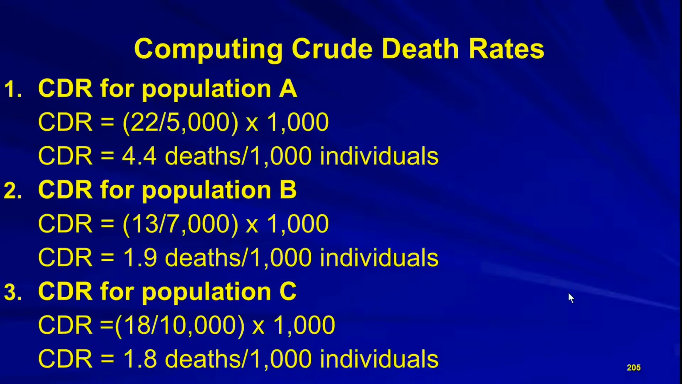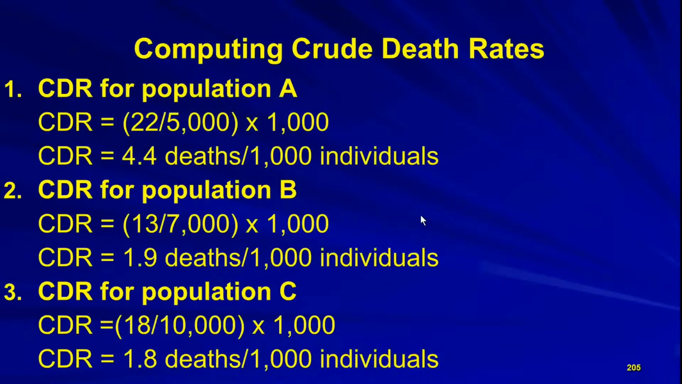The answer would be, from an epidemiological perspective, that more people die in population A than they do in population B and C. And you'll notice that there's not much variation, 1.8 versus 1.9, between population B and C, or C and B. And again, these descriptors generally do not follow when you're reporting data of this nature.